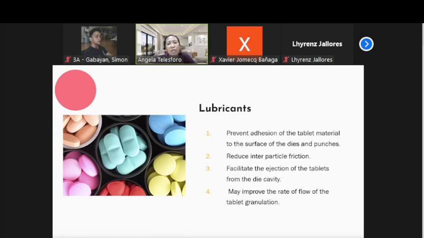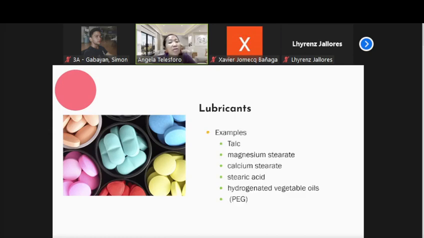Then lubricants. They prevent adhesion of the tablet to the surface of the dies and punches, reduce friction, and facilitate ejection of the tablets from the die cavity. The die is the mold. They also improve the rate of flow of the tablet granulation. Examples are talc and stearates: calcium stearate, magnesium stearate, stearic acid, then hydrogenated vegetable oils.